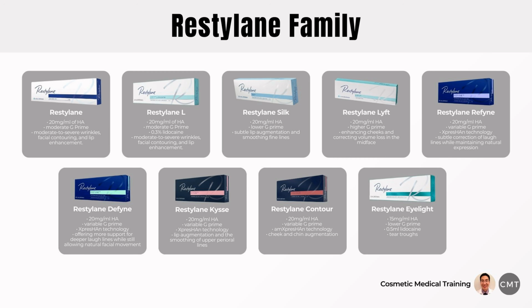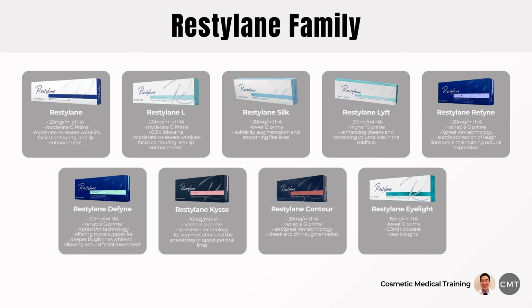Restylane Silk contains smaller, smoother particles, around 500 microns, than its counterparts, making it perfect for subtle lip augmentation, smoothing fine lines, especially around the mouth. It has 20 milligrams per ml HA, but a lower G prime due to its smoother consistency.